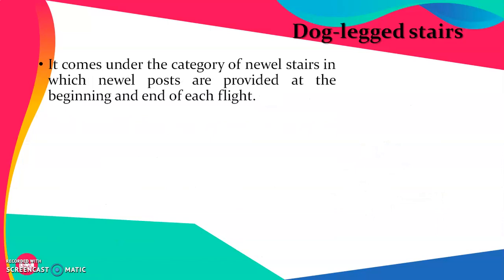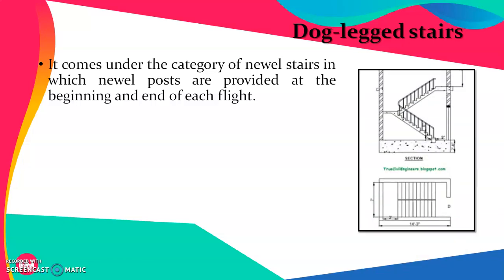Dog-legged stair. It comes under the category of Newel stair, in which newel posts are provided at the beginning and the end of each flight. This is the cross section and plan or a top view of a dog-legged stair, in which two flights have been provided and they are changing their direction and are separated by a landing. The change in the direction is by 180 degrees.